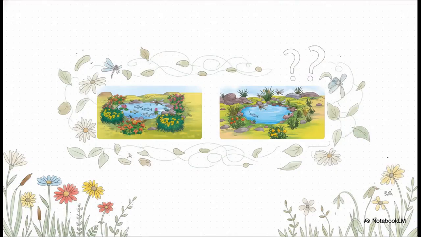So check this out. Researchers were looking at two ponds. Pond A, over on the left, has fish, and look, the plants around it are covered in flowers. But Pond B, on the right, has no fish and way fewer flowers. Everything else is pretty much the same. So what gives? How on earth can fish in the water have anything to do with flowers on the land?